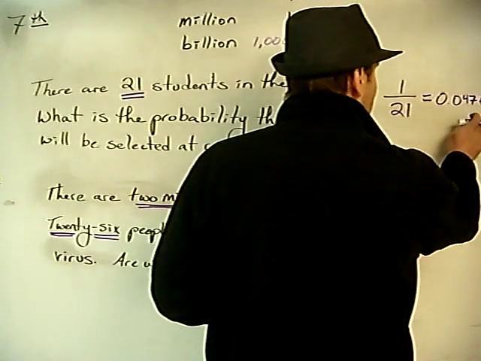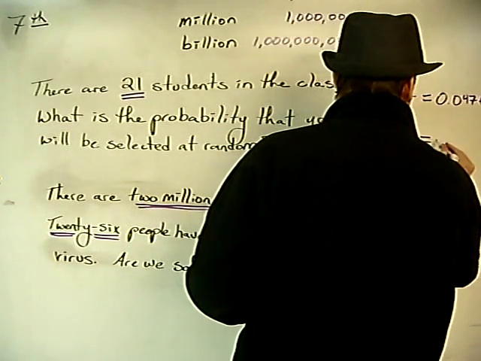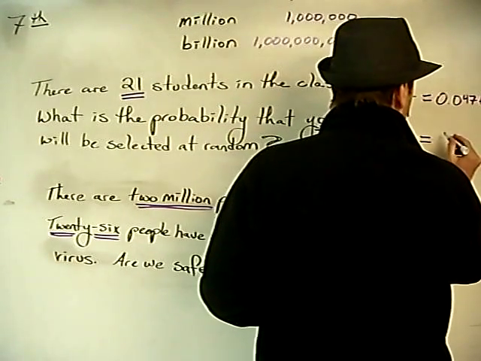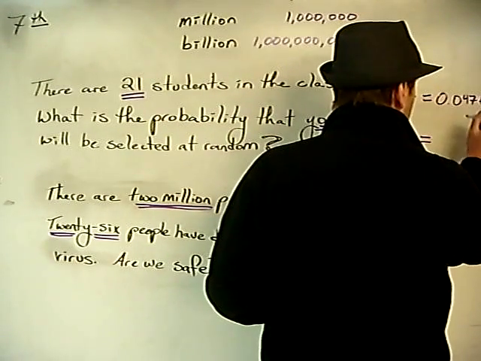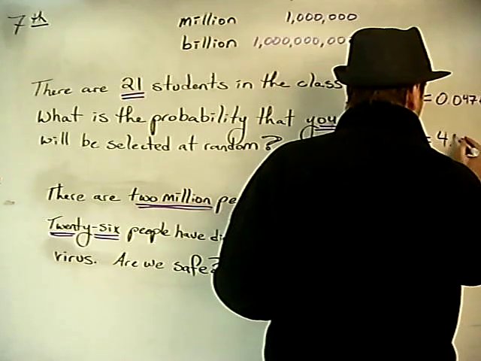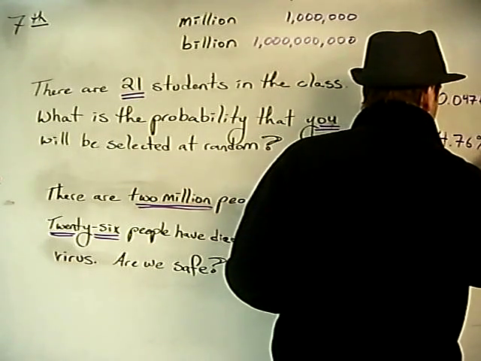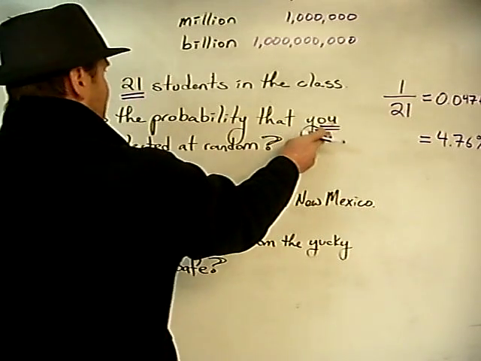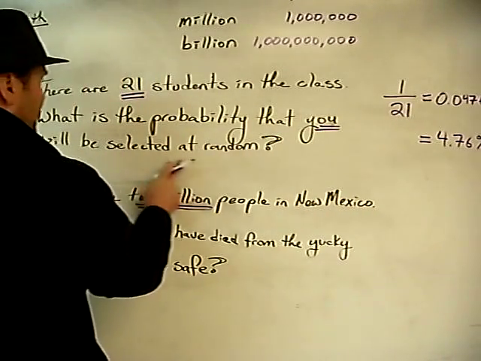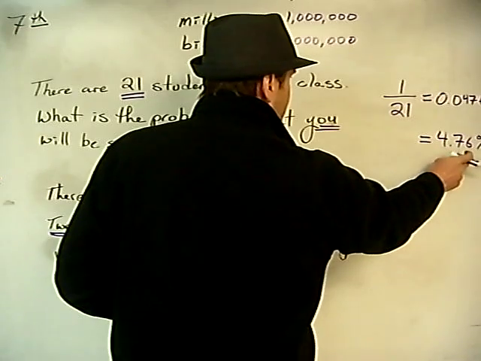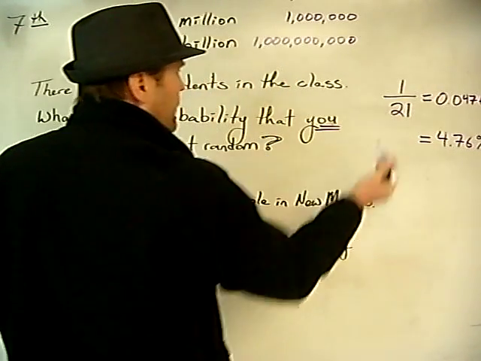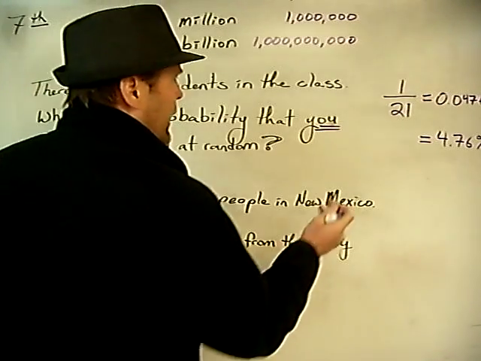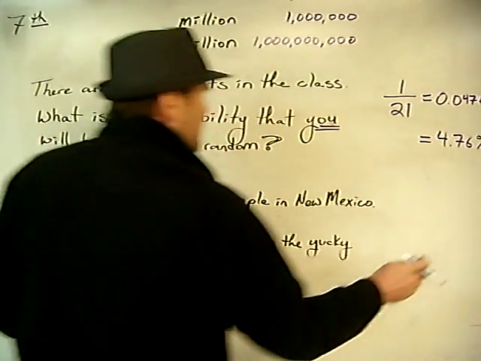So looking at this, I'm going to shift the decimal place just a little bit. Remember, when we deal with percentages, we're going to shift it. So at this point, I have, move over 1, move over 2, 4.76%. That's the percentage chance that you will be selected at random. 4.76% chance, 1 out of 21. That's not a whole lot of chance that you're going to be selected.